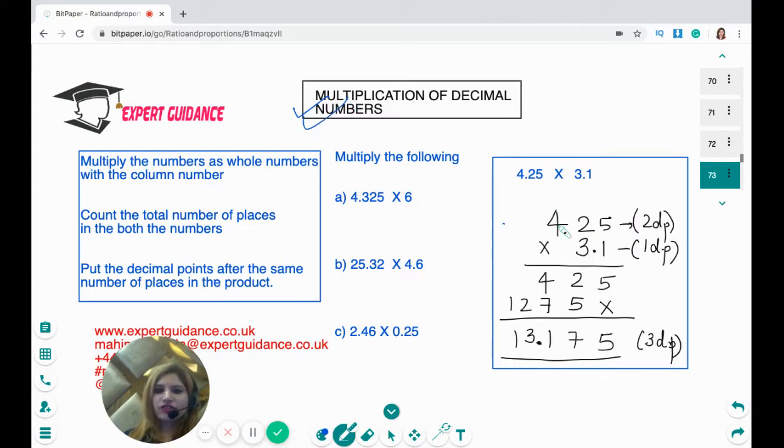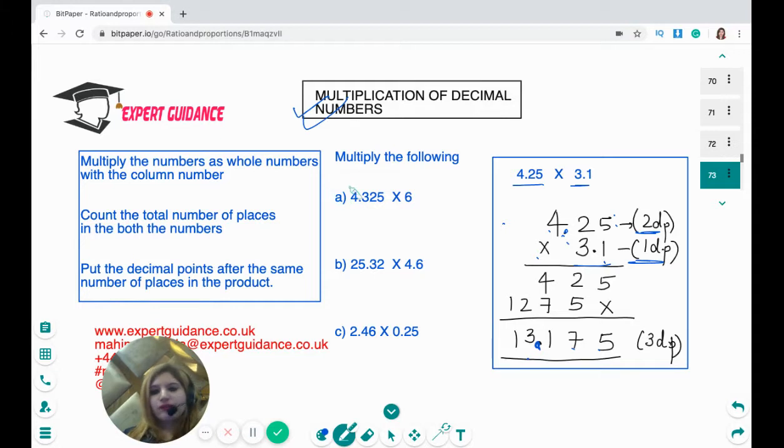For multiplication, you write the numbers as normal whole numbers, multiply them, get the answer, and then see the total number of decimal places you have. So for example, I have the numbers 4.25 and 3.1. I did a normal multiplication as if they were 425 and 31, and I got the answer. Then my first number had 2 decimal places and the next number had 1 decimal place. So total 3 decimal places. So after 3 decimal places, I put a point.